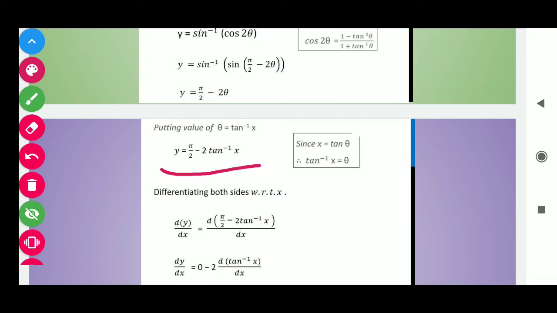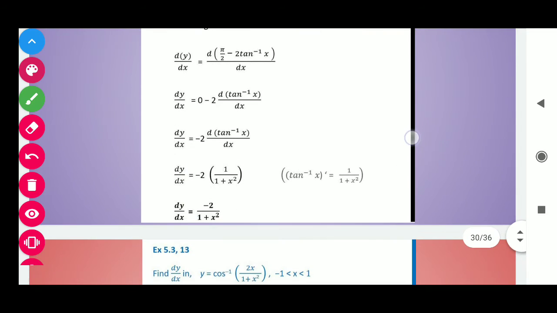Now differentiate both sides with respect to x. In this way pi by 2 is constant, so the derivative of pi by 2 is 0, minus 2 remains as it is, and the derivative of tan inverse x is 1 over 1 plus x squared. So students, in this way this is the required result. You can see here the solution. Yes, now move to the next one.